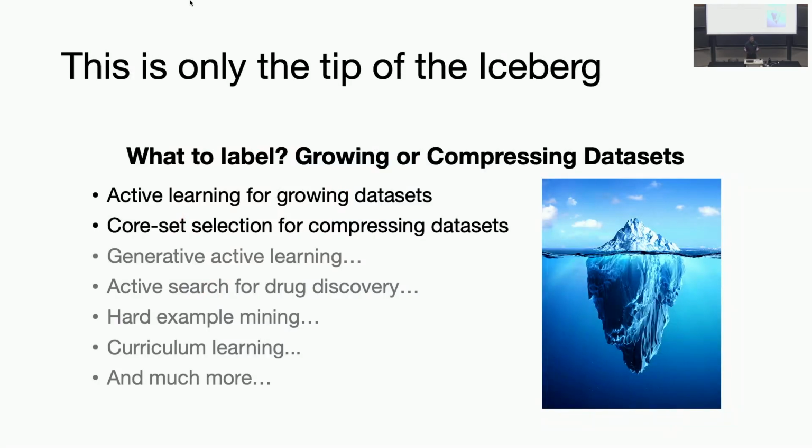And this is only the tip of the iceberg in terms of the different methods that we can use to grow or compress data sets. We talked about active learning as a process for figuring out what data points to label from some large pool of examples, and coreset selection as a way to distill it down. But even within active learning, there are many different variants. We talked about a very simple binary classification setting here, but there are a bunch of different selection strategies to think about in different domains.